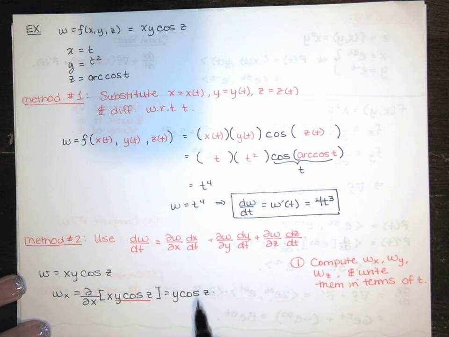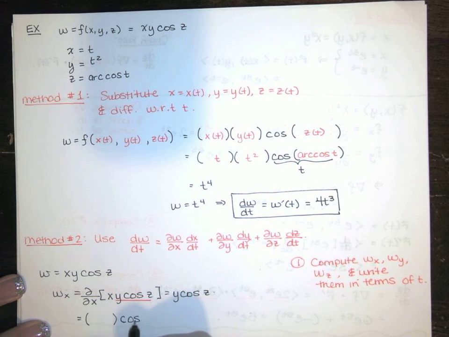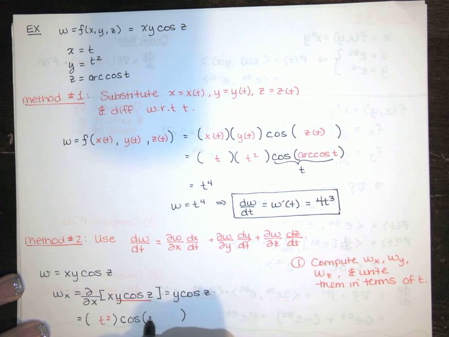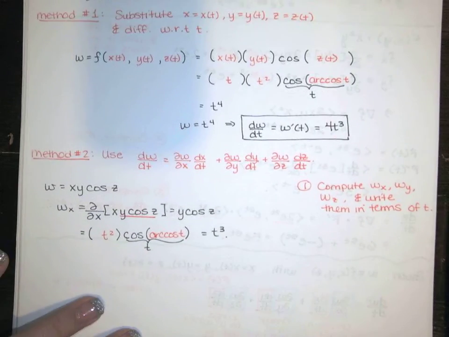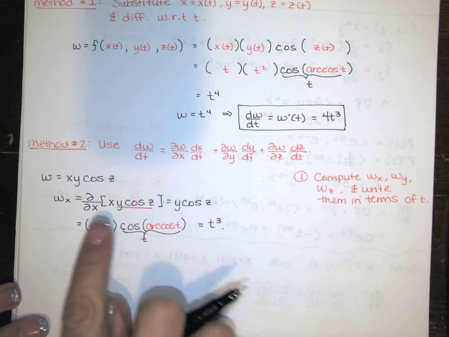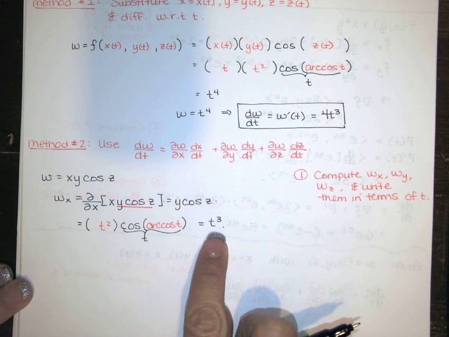But that's in terms of y and z. I want it in terms of t. So I need to replace y with t squared and z with arc cosine of t. So I've got y times cosine of z, and y was t squared, and we replace z with arc cosine of t. So this is t squared times an extra t, that's t cubed. Okay, so that's the partial of w with respect to x in terms of t.